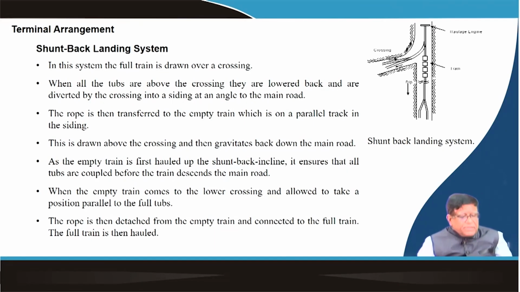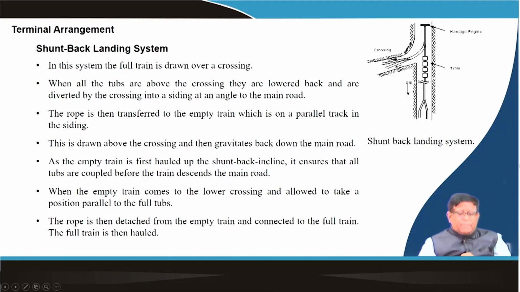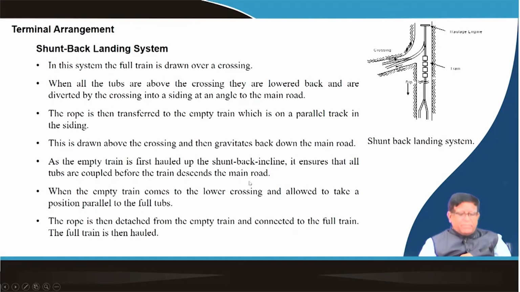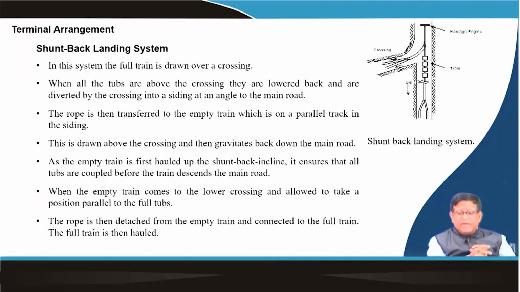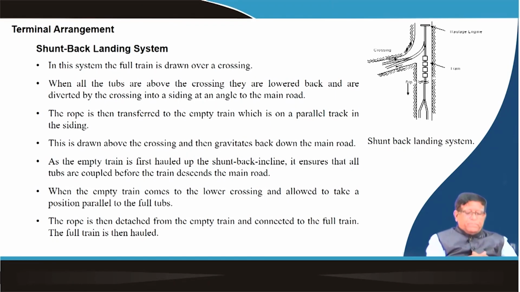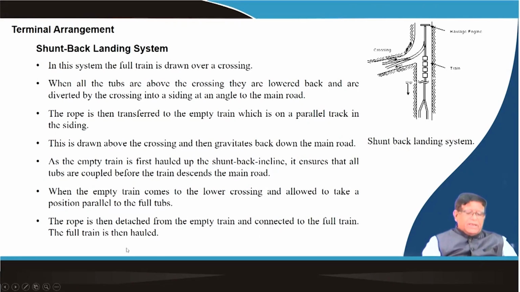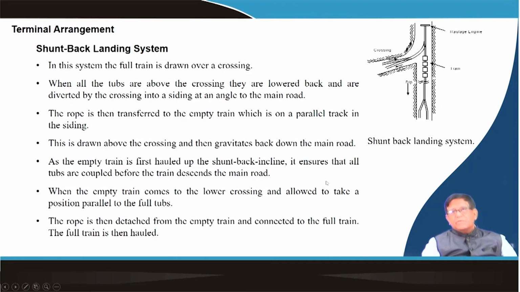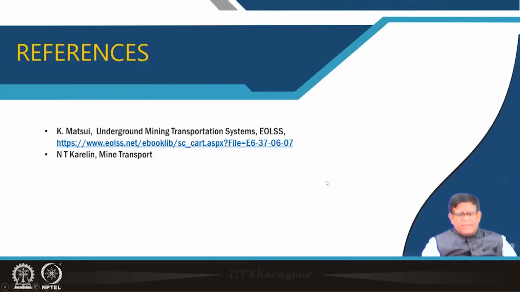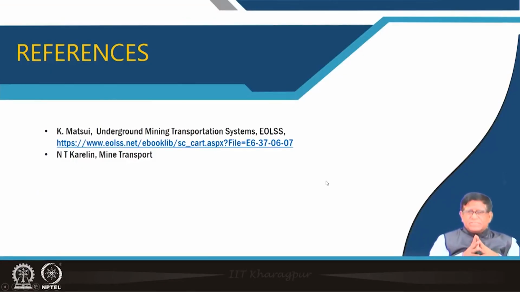So, the empty train is first hauled up the sandbag incline. It ensures that all the tubs are coupled before the train descends the main road. When the empty train comes to the lower crossing and is allowed to take the position parallel to the full tubs, the rope is then detached from the empty train and connected to the full train. The full train is then pulled, that is at the bottom part. So, these are the very simple arrangements of this particular system.